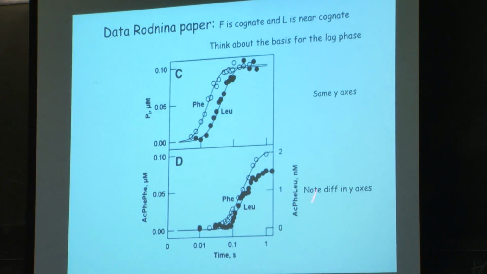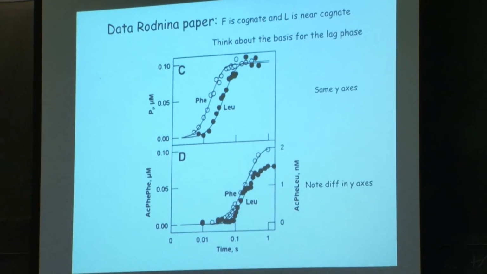So I think thinking about these two slides really tells you quite a bit about whether you believe the model that Rodnina proposed, whether the model is reasonable given the data you actually see. All right, I'm sorry, I'm way over, so I'm going to stop here.